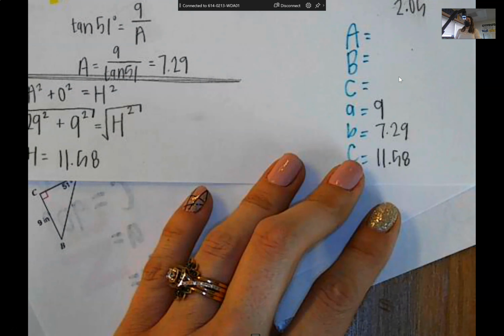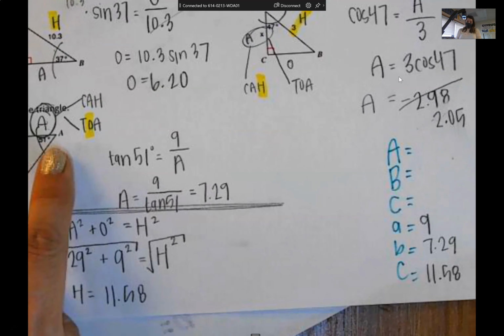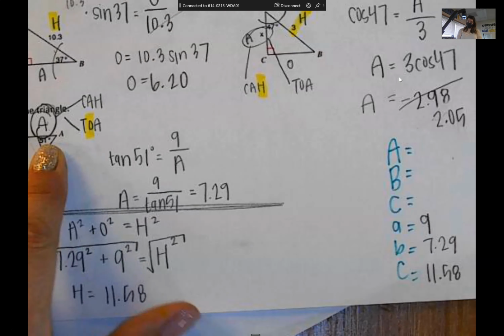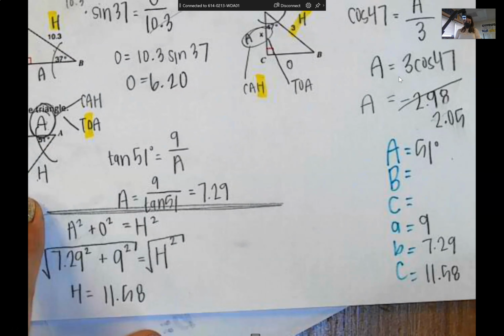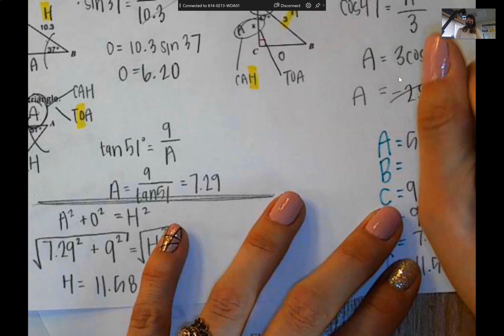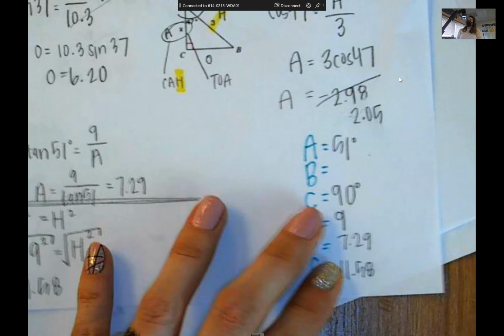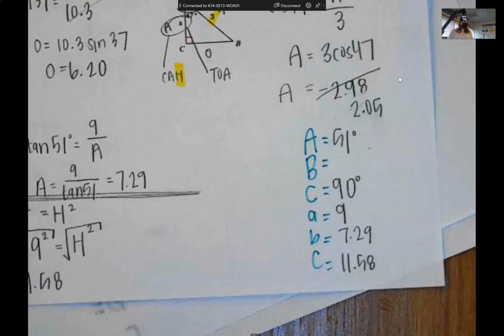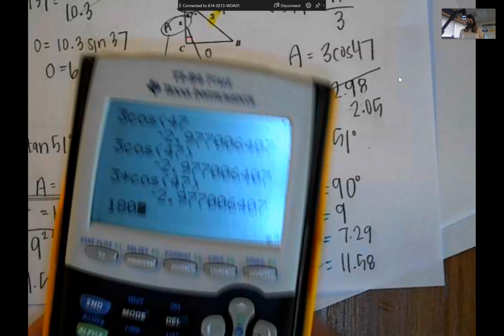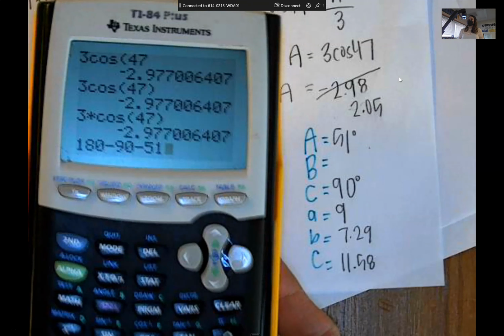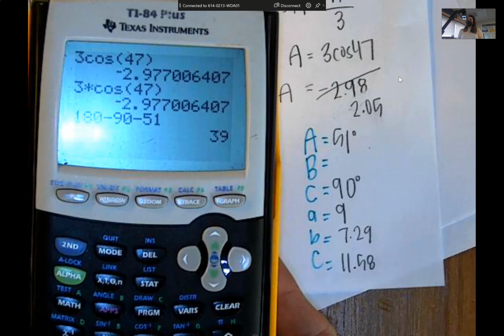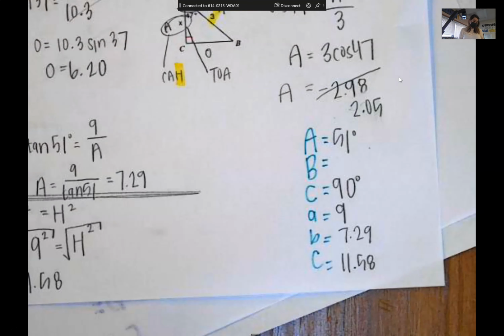And now the easiest is left for last. So let's go see what angles we have. They tell us capital A is 51. B, they don't give us, but C is the 90 degree. So to find this missing angle, we do what we started the period with, which is 180 minus 90 minus 51. And that last angle is 39 degrees.